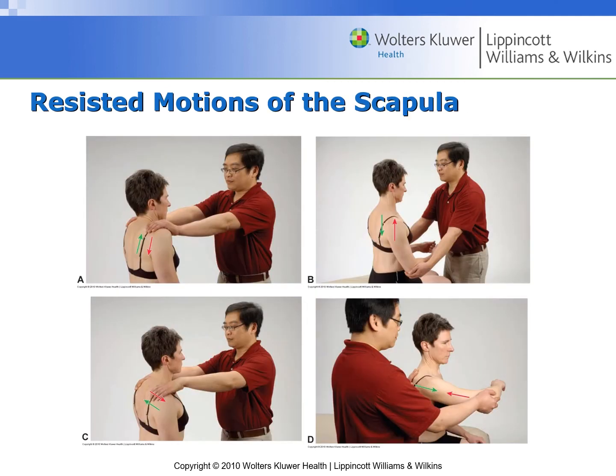Now let's take a look at resisted motions of the scapula. In diagram A, we see the therapist is using what is referred to as resisted scapula elevation. In diagram B, resisted scapula depression. In diagram C, resisted scapula retraction. And in diagram D, resisted scapula protraction.